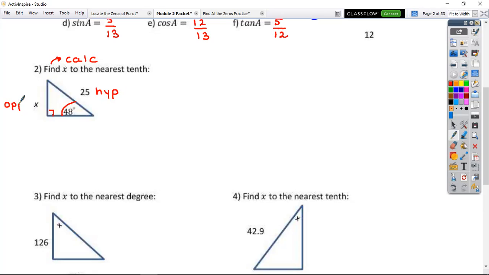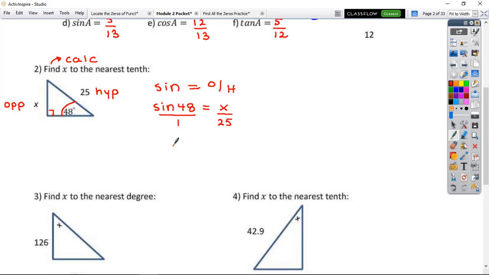opposite side. So what you do now is you look up at your SOH CAH TOA and figure out which trig function uses opposite and hypotenuse. So opposite and hypotenuse is going to be a sine function. So sine is equal to O over H, and then you substitute in. So I do the sine of 48 degrees is equal to x divided by 25. And now I'm going to simply cross multiply and use the calculator to get this answer.